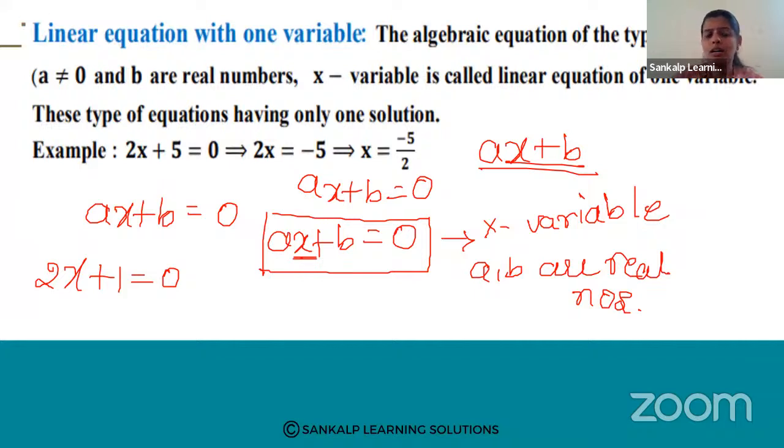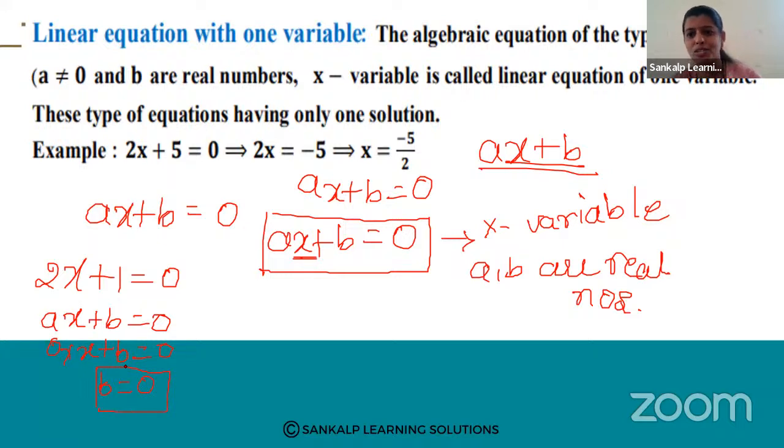Now, when ax plus b equal to 0, it is a linear equation. But one condition is there, that is, a is not equal to 0. When a becomes 0, what will happen? See, when a becomes 0, ax plus b equal to 0 becomes 0 into x plus b equal to 0. That means 0 into x is 0 only, and we will get b is equal to 0.